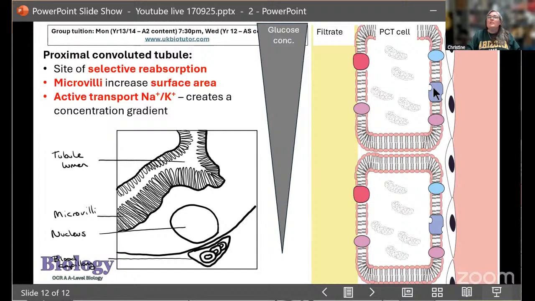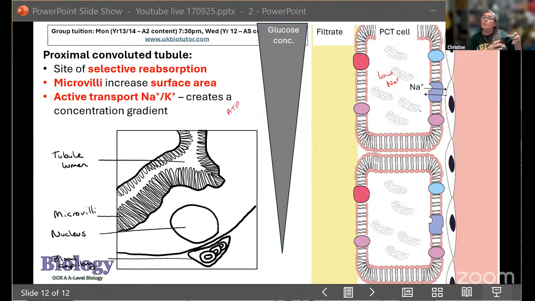Back to this. We've got our sodium potassium pump. Our sodium is going to be pumped out against the concentration gradient. So that's telling us that there would be a low sodium concentration inside and a higher sodium concentration outside, because we're needing to pump it. If we're needing to pump it, we need to go against the concentration gradient. We therefore need ATP, because we need that to provide the necessary energy to pump it against its concentration gradient.